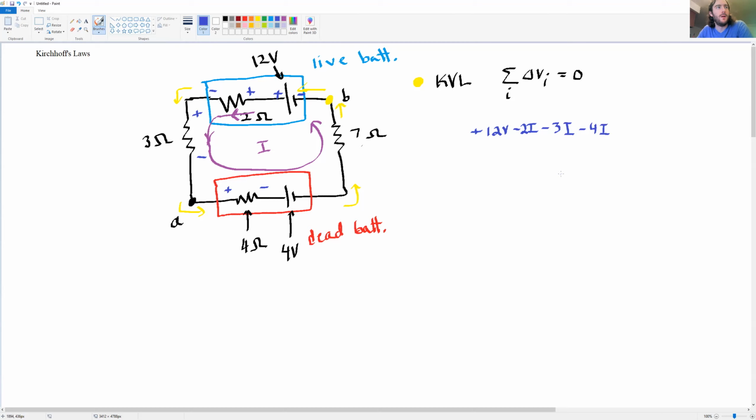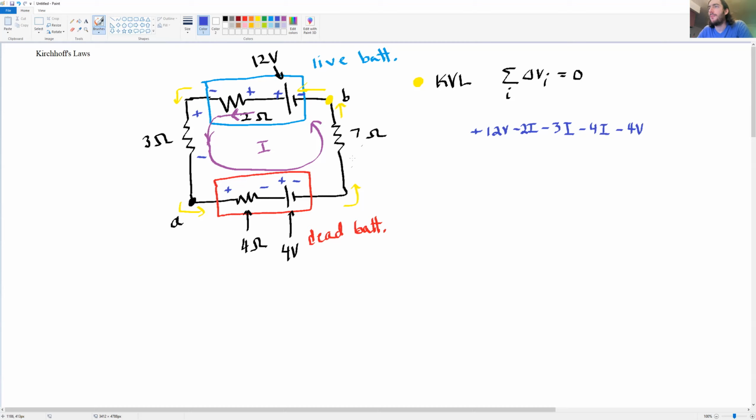Okay. But then something interesting happens. Now we have a voltage source where the high potential is encountered first, and then the low potential is encountered. So as we move from left to right, we cross from the high potential side of the dead battery to the low potential side of the dead battery. Whenever we go from plus to minus, that's just a minus sign. So we subtract 4 volts in this case. We subtract 4 volts, okay?